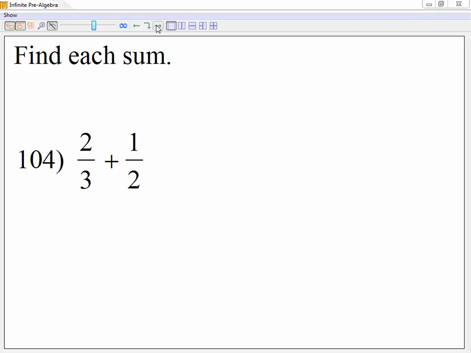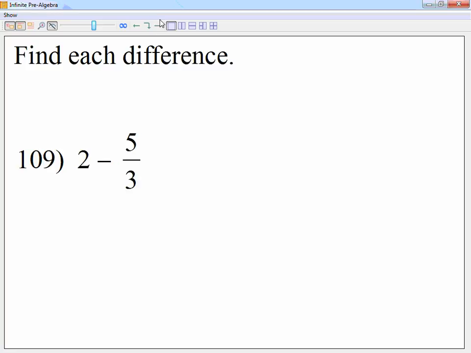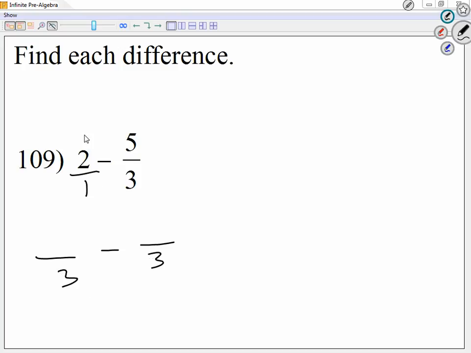For 109, we have subtraction. Since I'm dealing with fractions, make sure everything is a fraction. And if it's not a fraction, make it a fraction by putting a 1 at the bottom. I know they don't have a common denominator. 1 and 3 is not common, but I know both numbers, 1 and 3, go into 3. 1 goes into 3 3 times, so multiply the top by 3. 3 goes into 3 one time, multiply the top by 1.